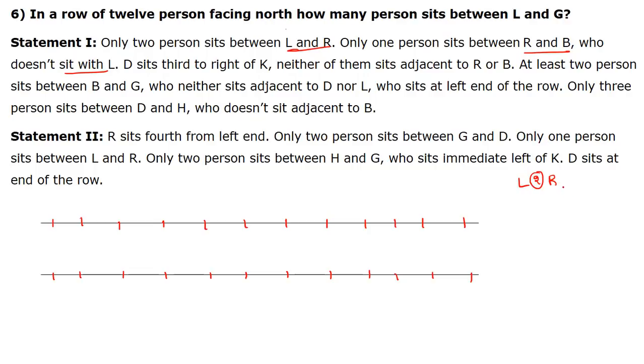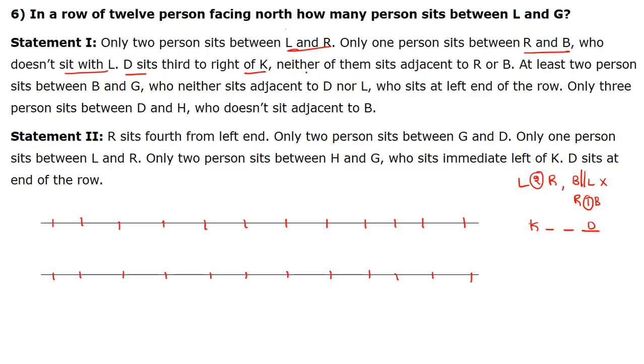So therefore, let me write it here. B cannot be an immediate neighbor to L. Okay. So there is a gap of only one person between R and B. I hope you got it. The next one is D sits third to the right of K. So D is going to sit third to the right of K. K is third right, 1, 2, 3. So D has to be placed at this particular place.